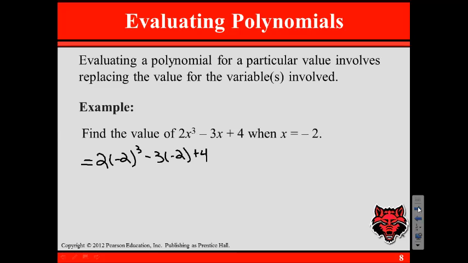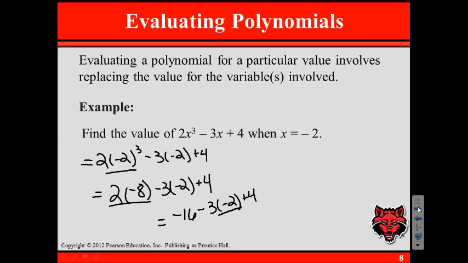We could start by evaluating the exponents. Remember your order of operations. Negative 2 cubed is negative 8. Everything else would stay the same for the time being. We now have two instances of multiplication. We'll start with the one that appears to the left. 2 times negative 8 is negative 16.